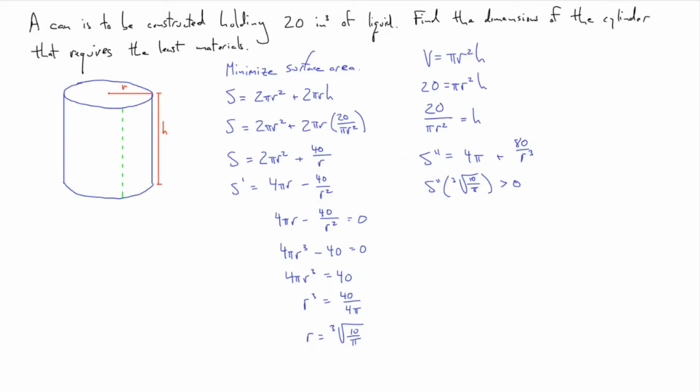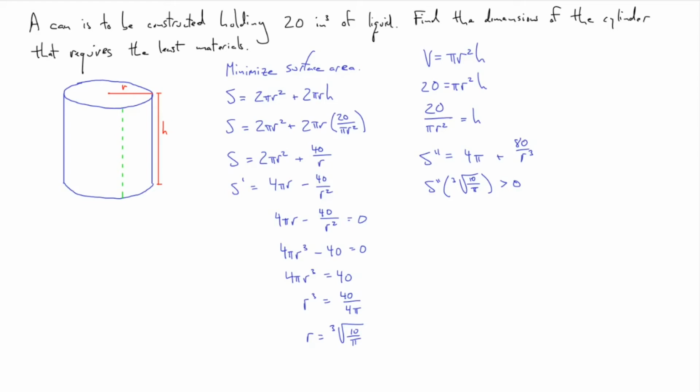We're nearly done. We could check endpoints, but the endpoints are when r is 0 or h is 0. And if you're trying to get 20 cubic inches of liquid, if r is 0 or h is 0, the volume is 0, and so it can't possibly happen. And so really there are no endpoints to check. And all that's left is to answer the question.